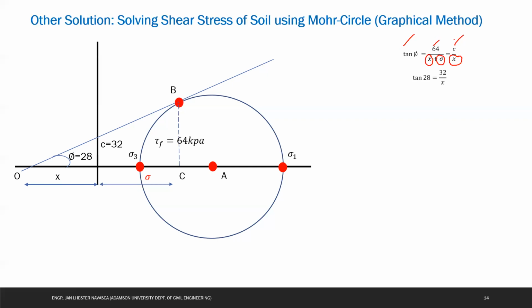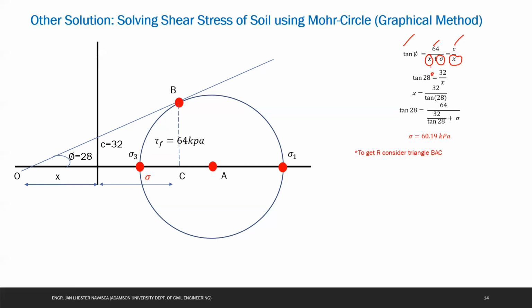Okay? So therefore, using the small triangle, tangent 28 is equals to 32 over x. So this is in degrees. Take note, this is in degrees. Okay, therefore your x is 32 over tangent 28. Then substituting it to the big triangle OBC, so that is tangent 28 equals 64 over x plus sigma, which is 32 over tangent 28 plus sigma. So one equation, one unknown, you can solve for sigma, that is 60.19 kPa. So this is exactly the same using the stress transformation equations.